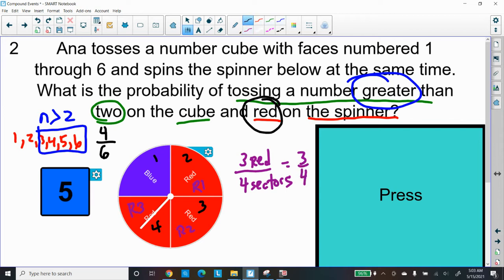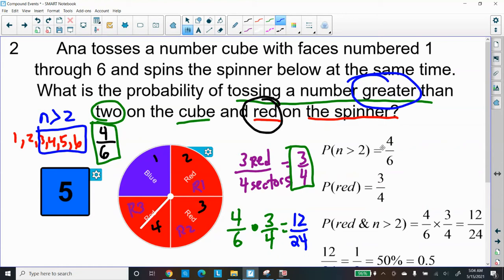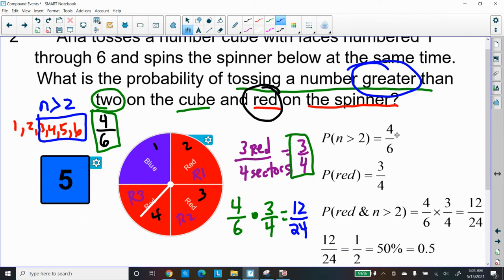So now, what are we going to do with these two fractions? Well, according to the counting principle, we're going to take those two fractions, 4/6 for the numbers that are greater than 2, and multiply it by the second fraction, which is 3/4, the 3 red out of the 4 sectors, and get our answer. 4 times 3 is 12. 6 times 4 is 24. So our answer is 12 out of 24, and you can reduce that if you desire. So the probability of getting a number greater than 2 and red would be 12 out of 24. So I found again my numbers greater than 2 was 4 out of 6.